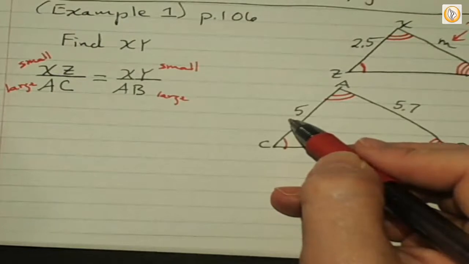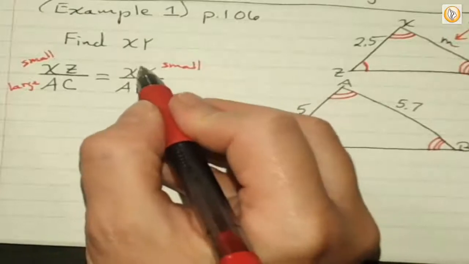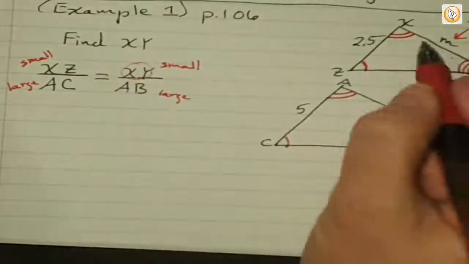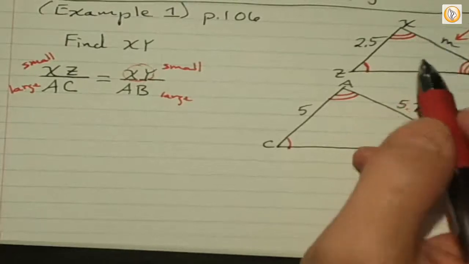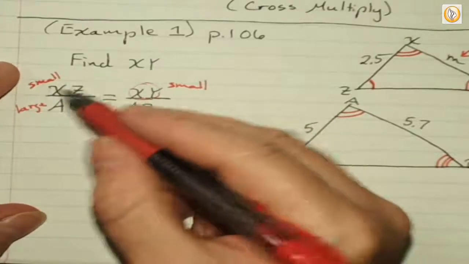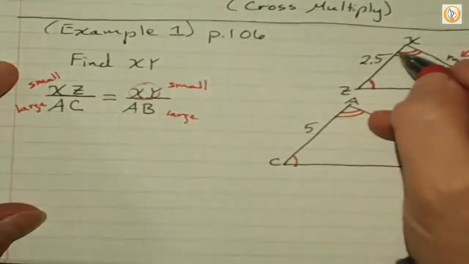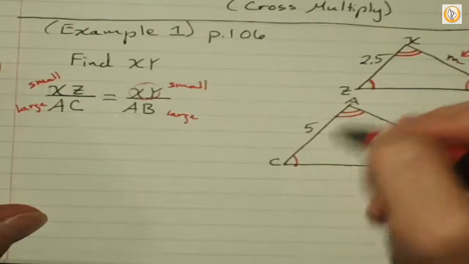No. Do you understand? Okay, so we're looking for this one right here. We're looking for this side. To be able to find this side, we have to set it up in a proportion. So this ratio, we want to compare the sides that already have numbers. They gave that to us in the book, right?